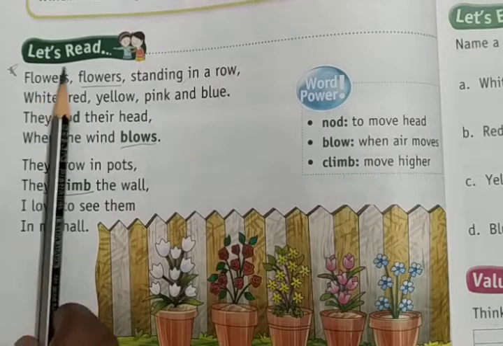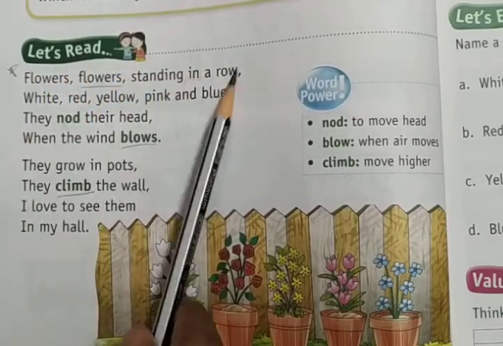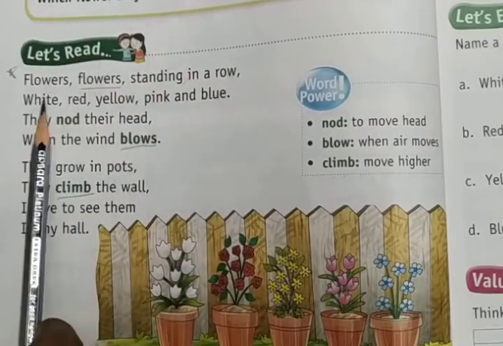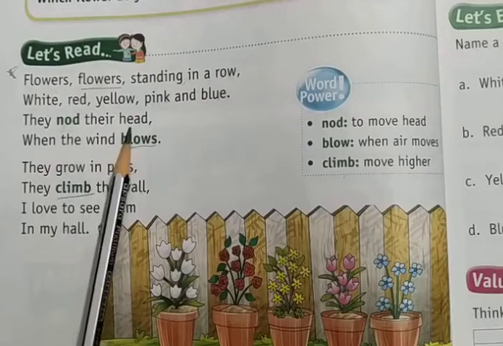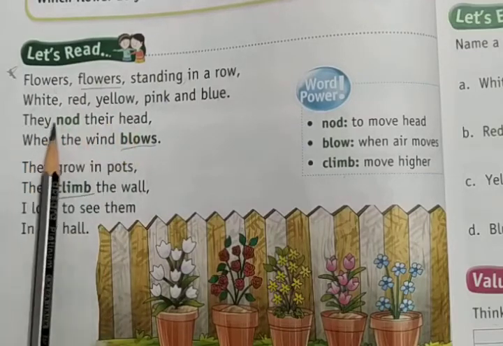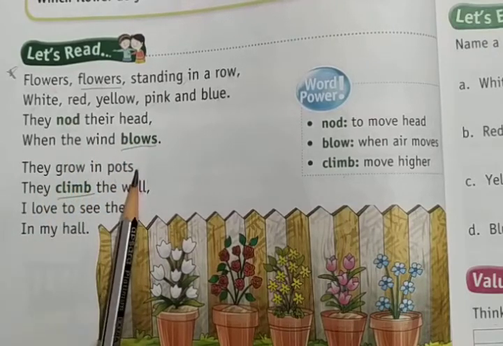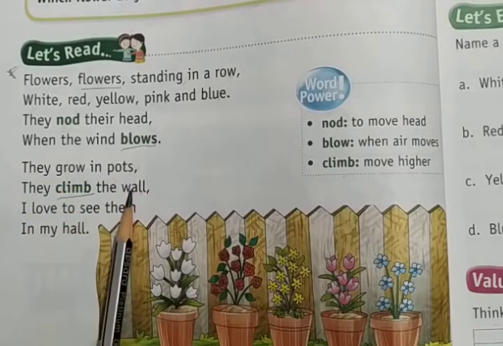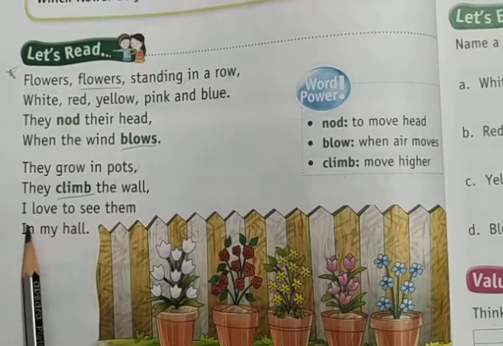Okay, flowers, flowers standing in a row, white, red, yellow, pink and blue. They nod their head when the wind blows. They grow in pots, they climb the wall. I love to see them in my hall. So like this you need to read the poem.